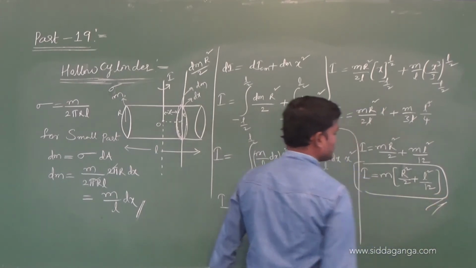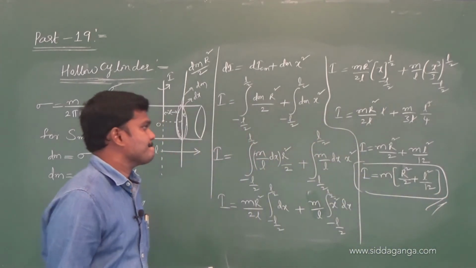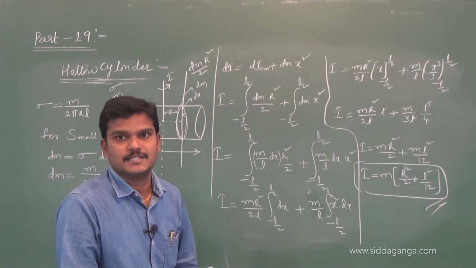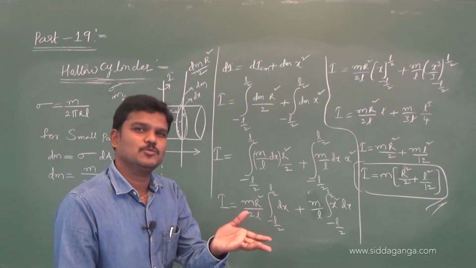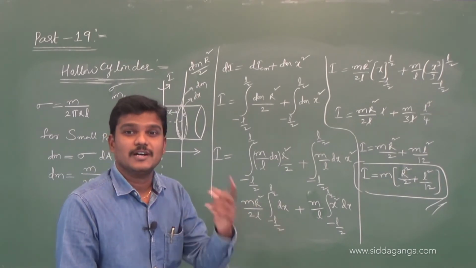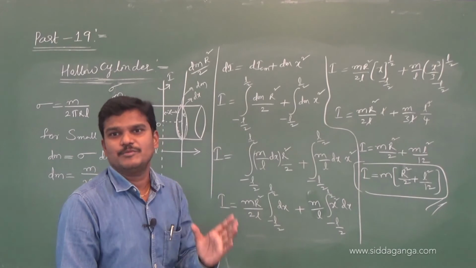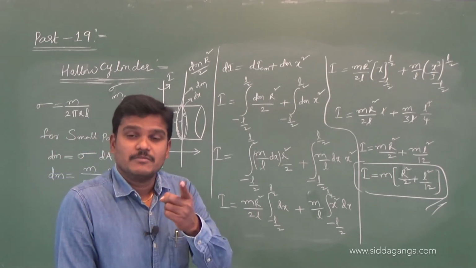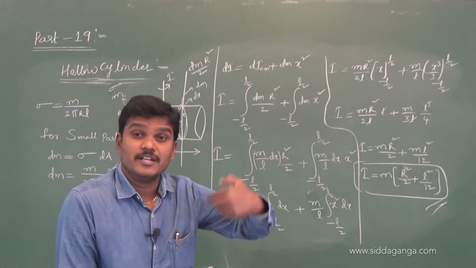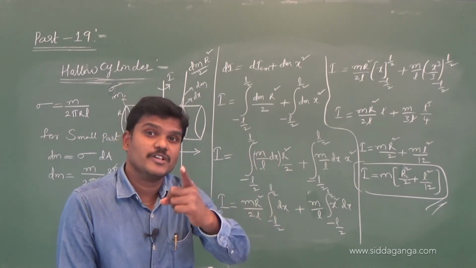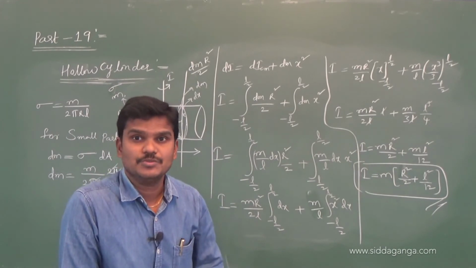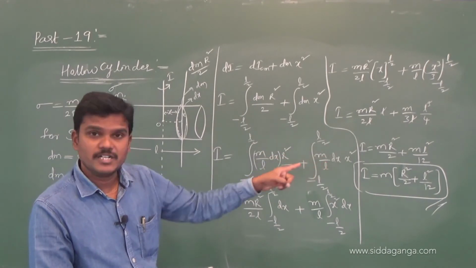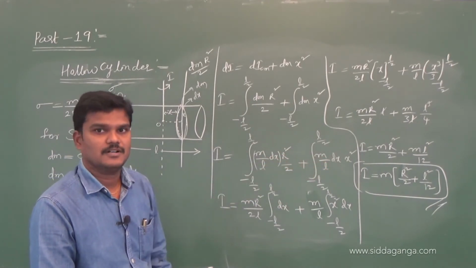See this. This can be divided into two parts. One is a uniform rod, the other one is a circular ring. What is the moment of inertia of a uniform rod of length L perpendicular to the length? m L square by 12. And a circular ring about a diameter means m r square by 2. So, it's split up into two parts: one is m r square by 2, the other one is m L square by 12. So, this is the answer.